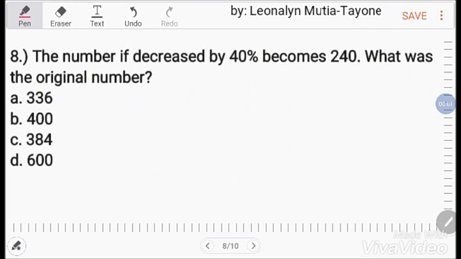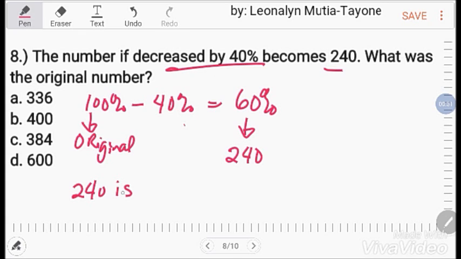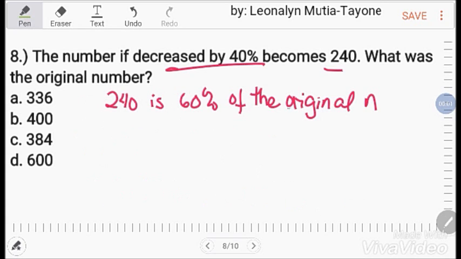Number 8. The number is decreased by 40%, becomes 240. What was the original number? That means 100% minus 40%. 100% means yung original na number niya. Yung 40% yan yung diniduct dyan, and that means 60%. So, 60% siya yung 240. So, i-revise natin ang question. 240 is 60% of the original number. Nire-write ko lang. 240 is 60% of the original number.